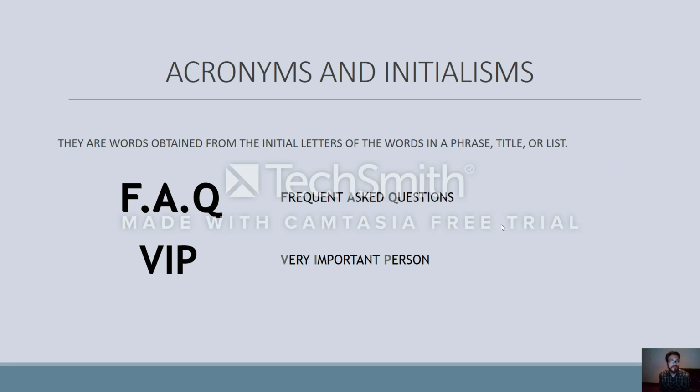Now let's see the second method and the third one to abbreviate words. These methods are acronyms and initialisms. We have to know that these methods, we can use them to obtain words from the initial letters of the words in a phrase, title, or list. For example, frequently asked questions. If we take the first letter of every single word, we will have F for frequently, A from asked, and Q for questions. So we can say FAQ. It's exactly the same with VIP. VIP stands for very important person.